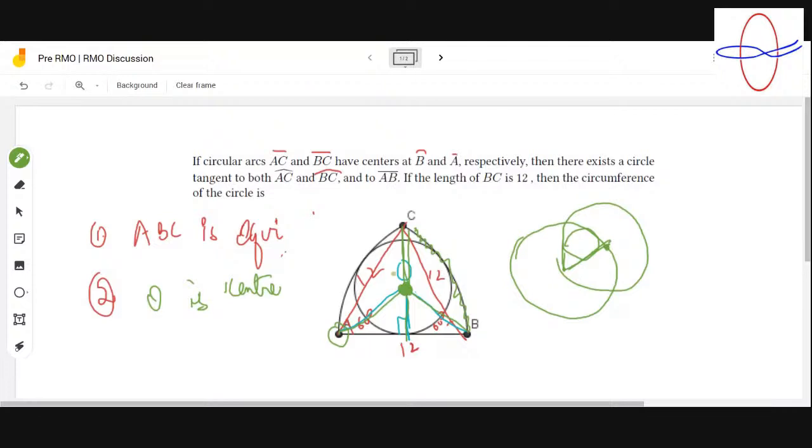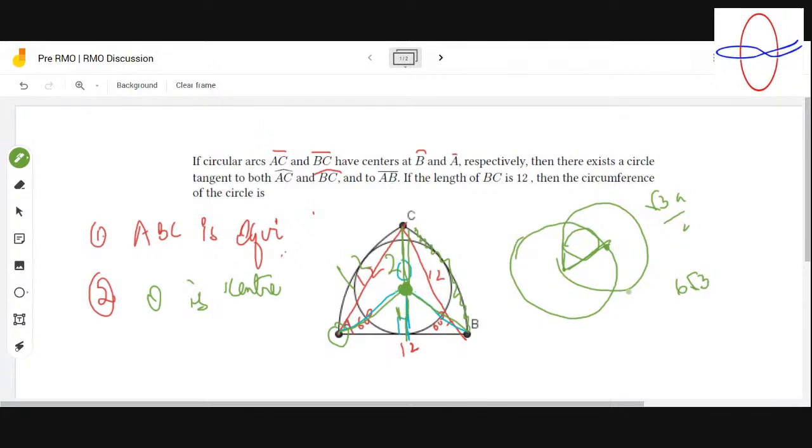Good. So, therefore, now if that is the center, what will happen? This is 12. This is 12. The length is 12. So you just take the length of it. It's root 3 a by 2 for an equilateral triangle. The height is 6 root 3, right? And with the 6 root 3, the centroid divides the ratio in 2:1, right? 2:1.